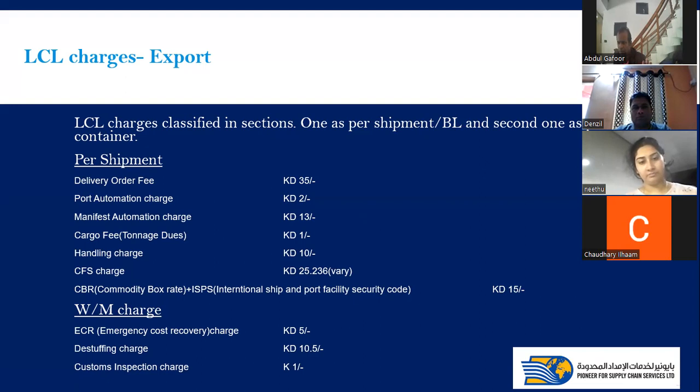The LCL process, you remember LCL: whenever you have the shipment, you got the shipment, you have the documentation, and you contact the LCL groupage company, saying our shipment is ready.